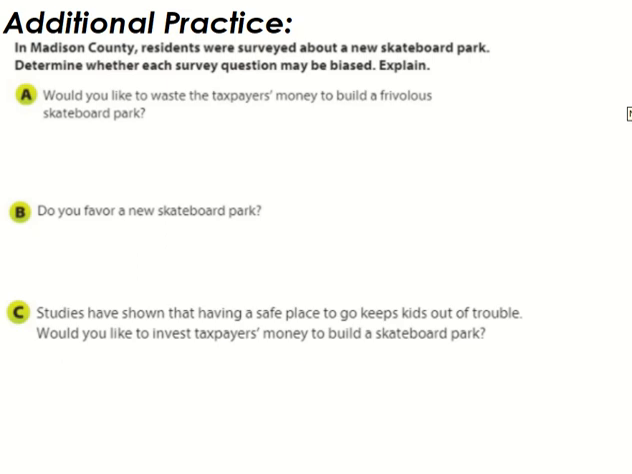All right, in Madison County, residents were surveyed about a new skateboard park. Determine whether each survey question may be biased and explain. This is question 1. Would you like to waste the taxpayers' money to build a frivolous skateboard park? Okay, biased or not? This is definitely biased. It's forcing you to answer in a certain way.